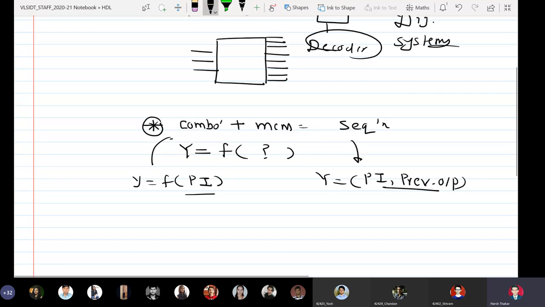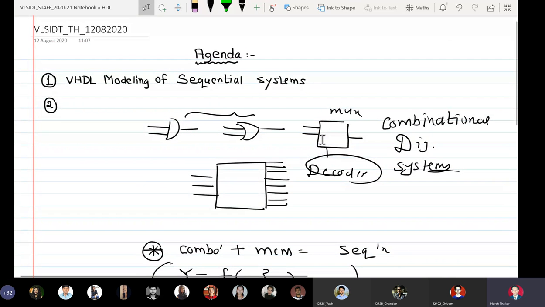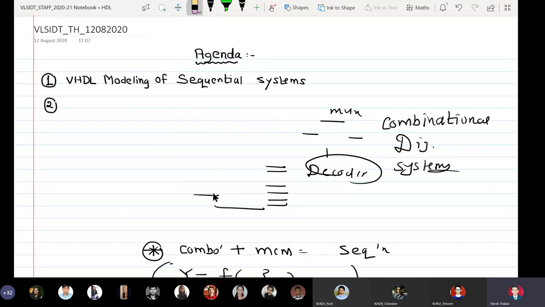Okay. Anyways, fine. So combinational and sequential systems, right? We have already done the VHDL modeling of logic gates, multiplexers, decoders, full adders, etc. And all of them are examples of combinational systems. Okay, the simplest example of a sequential system is a D latch.